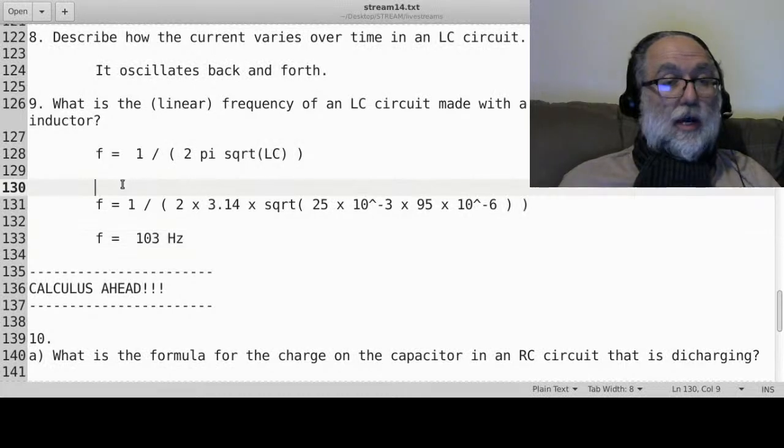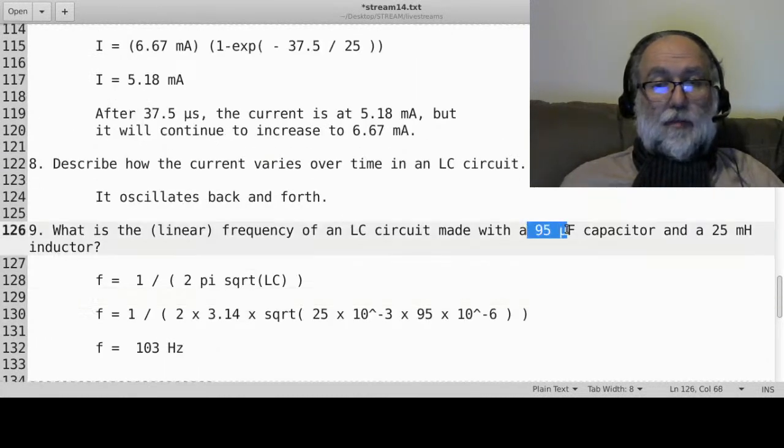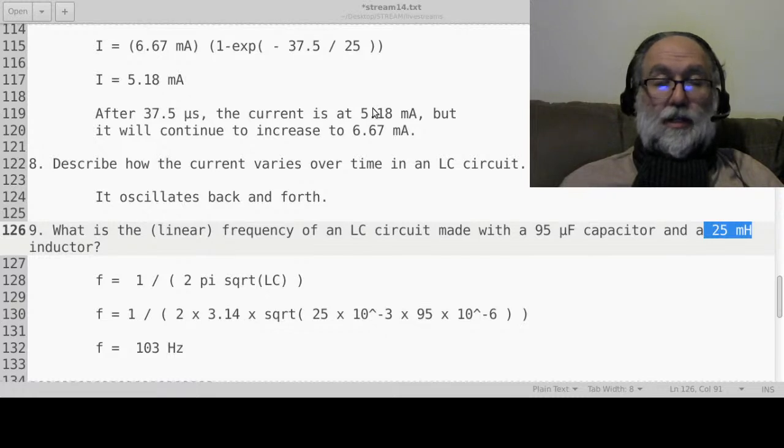And both of those sizes there, the 95 microfarads and the 25 millihenries, those are typical size capacitors and inductors that you would get in a lab. Okay, so let me see if there's any questions about that in the chat.